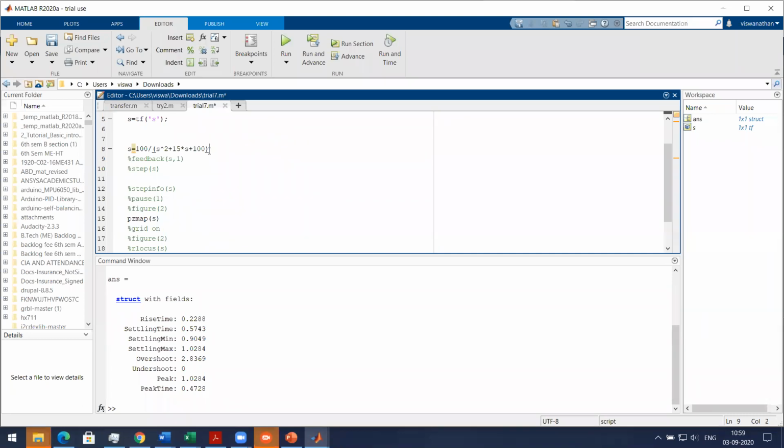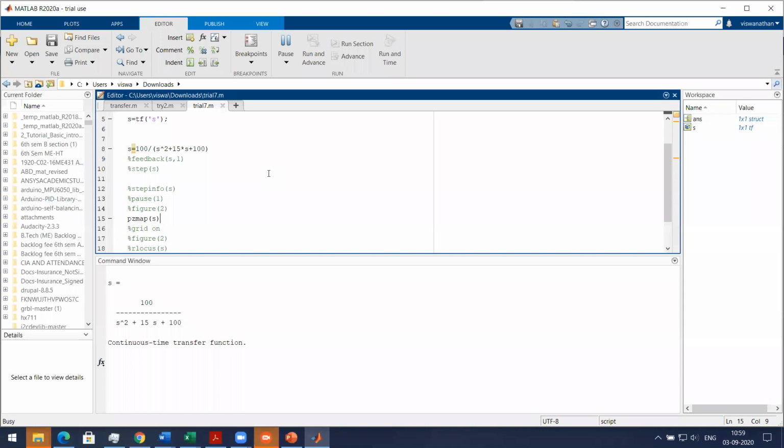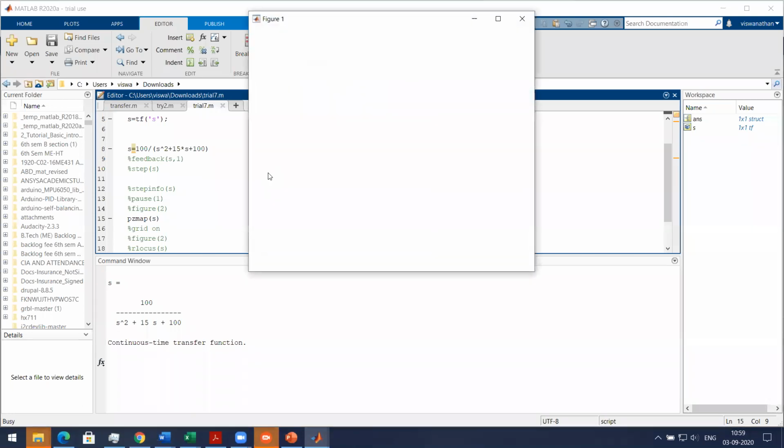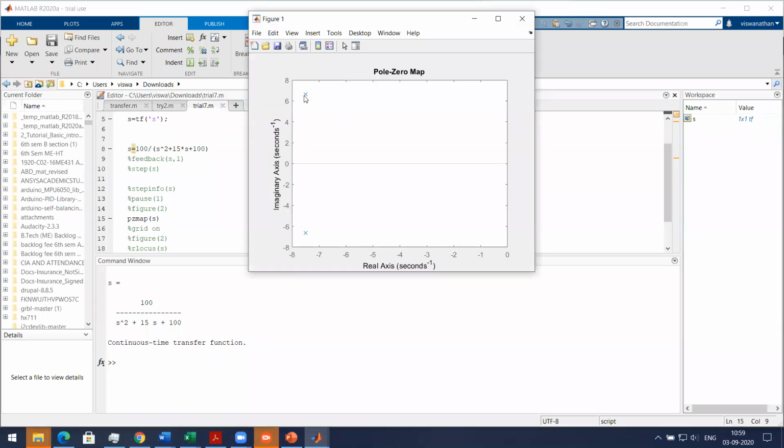So I'm running this one and then this one, pole zero map. What will the pole zero map give? It will give the pole positions and the zero positions if there are zeros. Are there any zeros here? No, sir. No zeros. Only 2 poles are expected. So we'll run this pole zero map. You get 2 poles. You see a pole over here and you see a pole over here.